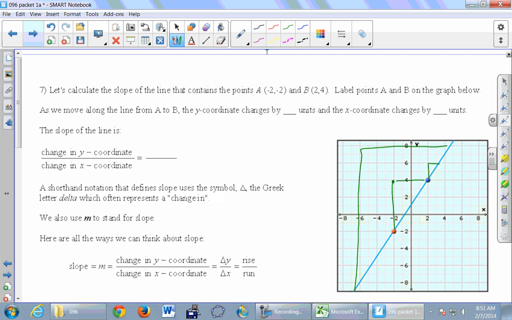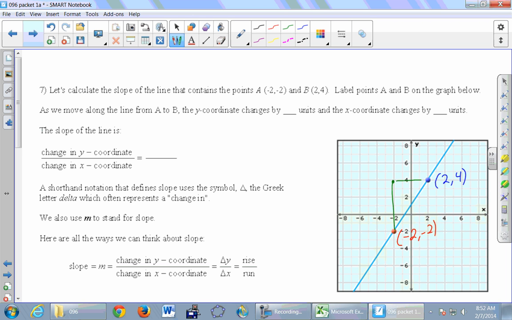Okay, so let's give this a shot. We've got these 2 points. Which one is which? So this one down here is the -2, -2. And then up here is 2, 4. So I'm going to erase some of these other green triangles that I have and just look at that one. So as we move along the line from A to B, A is this bottom one. Let's add that down here. That's A and the other one is B.